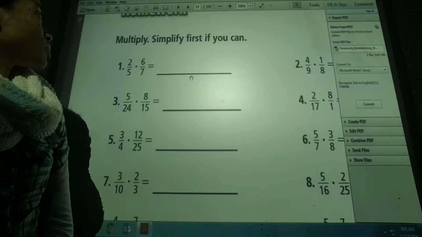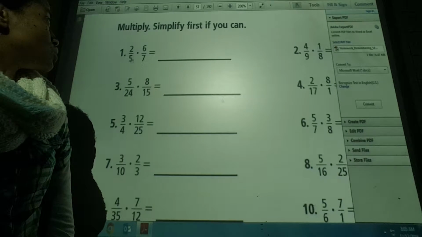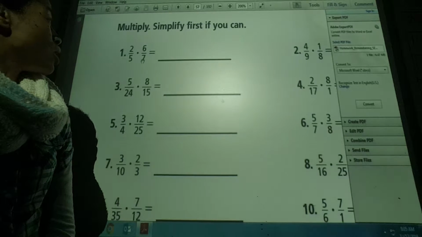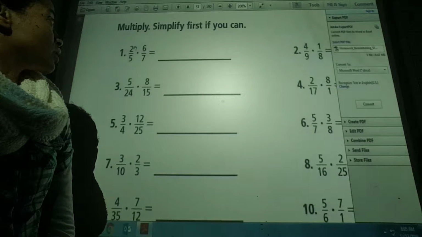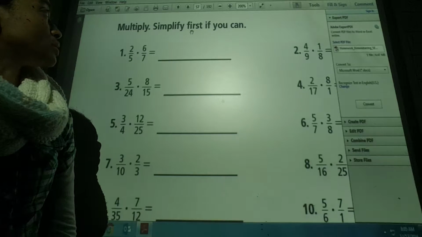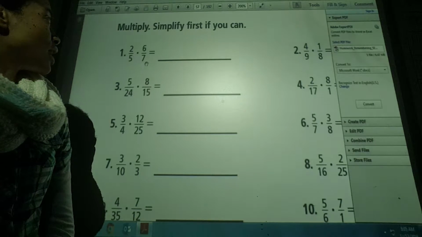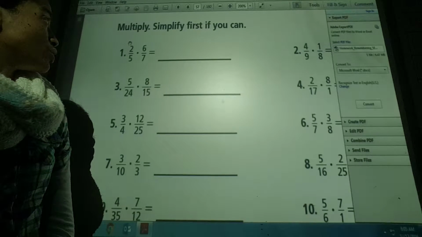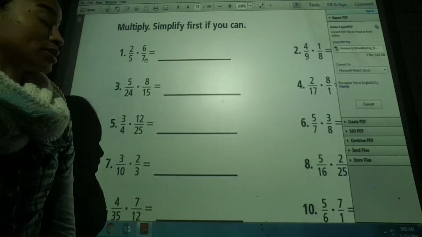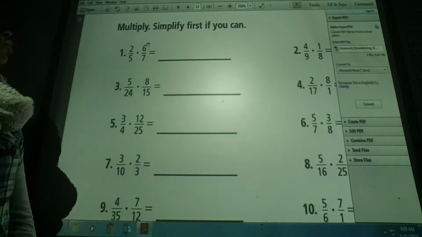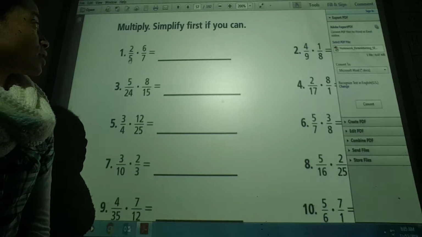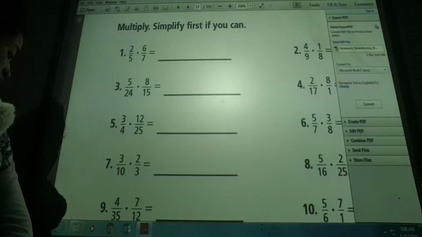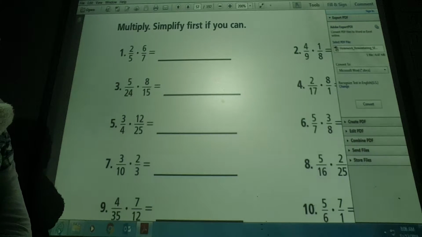All right, so here we have number 1. We have 2/5 times 6/7. When we are getting ready to multiply, we want to see if we can simplify first by looking at the diagonal numbers. In this case, the numerator 2 is diagonal from the denominator 7. The numerator 6 is diagonal from the denominator 5. So we want to see if we can cross divide diagonal numbers by the GCF.